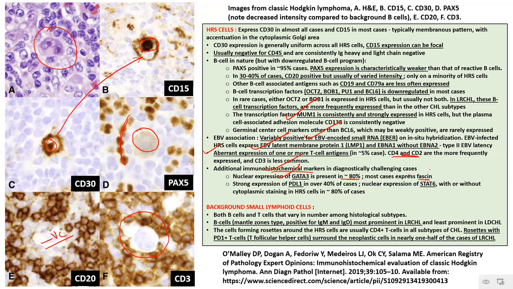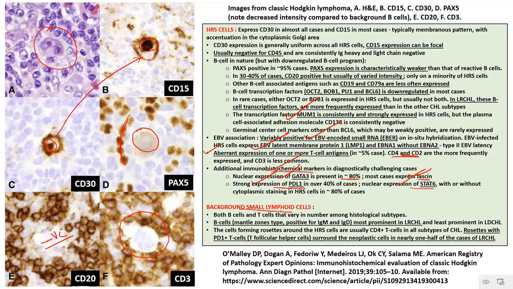FASCIN was a marker which has been talked about since long. So that is also another marker which can be present in the case of classic Hodgkin lymphoma. Strong expression of the immune checkpoint protein, that is PDL1, can be seen in around 40% of the cases. And like I said, nuclear expression of STAT6 could help in the challenging cases where you have to differentiate the classic Hodgkin lymphoma cell from an NLPHL cell.